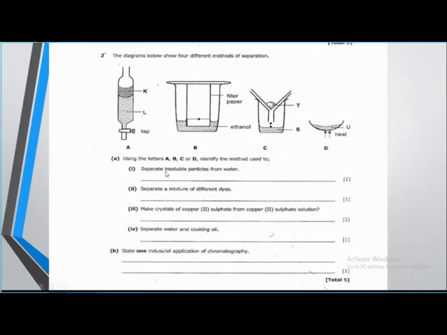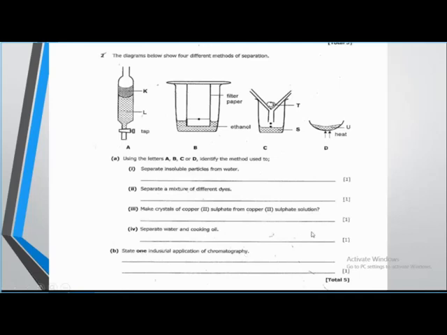Using the letters A, B, C, or D, identify the method used to: number 1, separate insoluble particles from water; 2, separate a mixture of different dyes; 3, make crystals of copper 2 sulfate from copper 2 sulfate solution; 4, separate water and cooking oil. B, state one industrial application of chromatography.